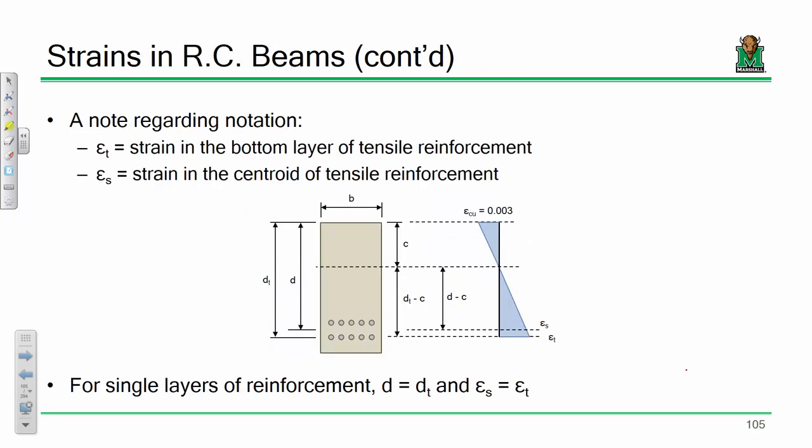All right. One final note on notation. I've been using this term epsilon sub t, the strain in the steel at the tensile reinforcement. If I'm being specific, there is a difference between the strain at the centroid and the strain at the very, very bottom. More often than not, for our design purposes in this course, we're going to place our steel in a single layer anyway, so it doesn't really matter.